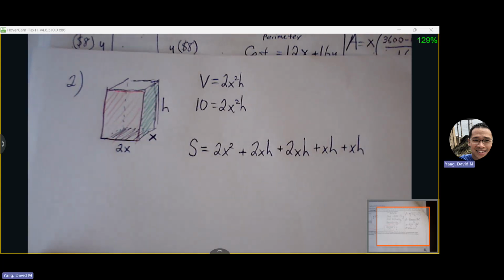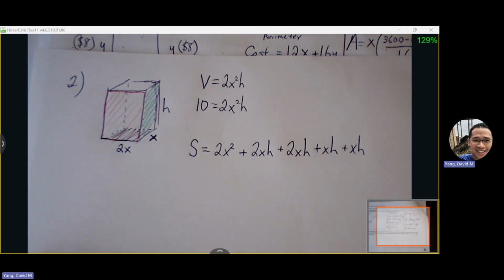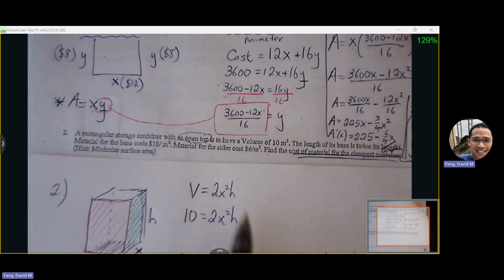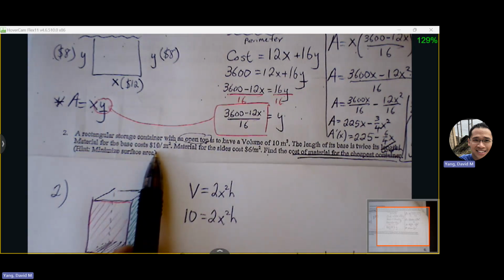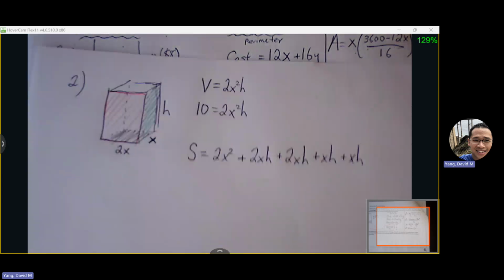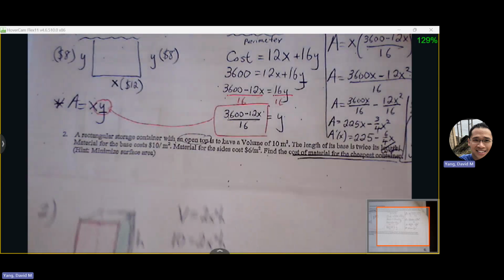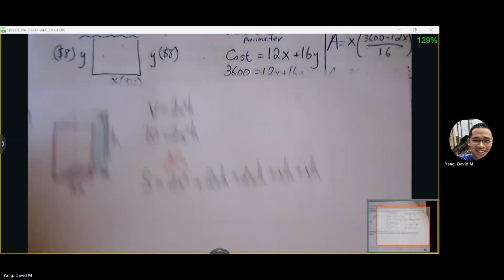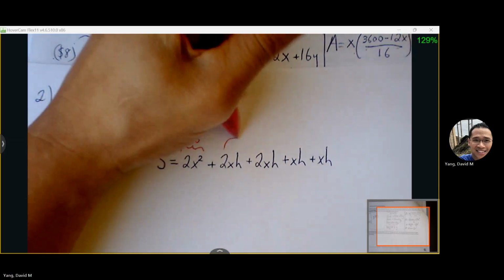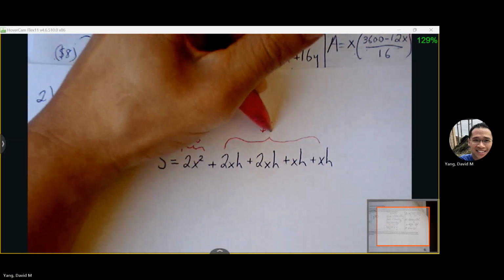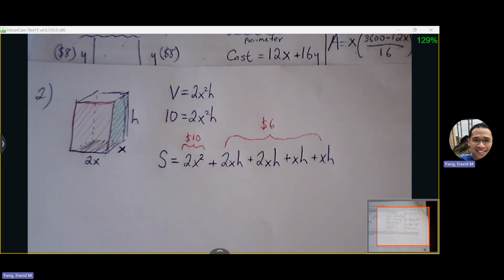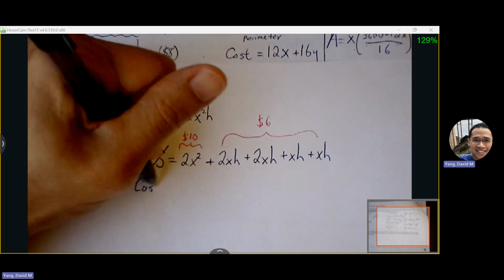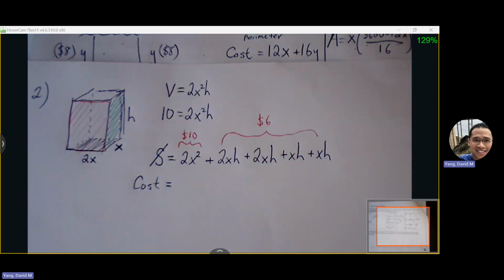Now, there's costs associated with each of the sides, right? It says the base is the more expensive cost. The base is $10 per square meter, but the sides are $6 per square meter. So we have to multiply $10 into the base, and then we have to multiply $6 into the cost of the sides. So I'm going to update the surface area equation and call it cost now that we have dollar amounts built in.